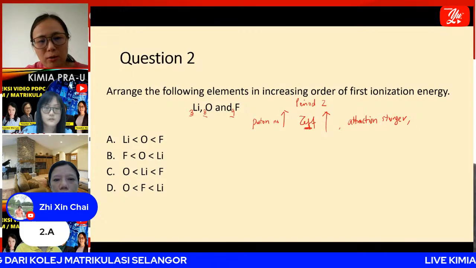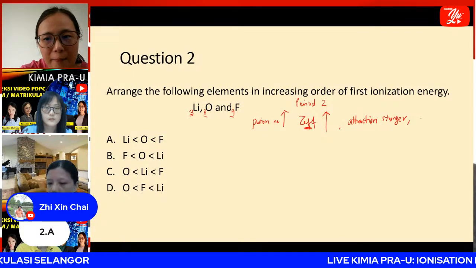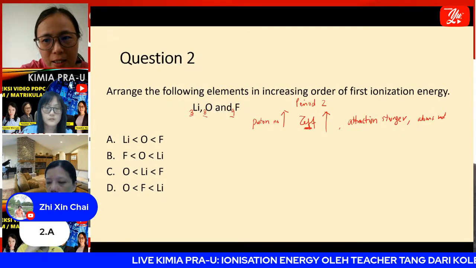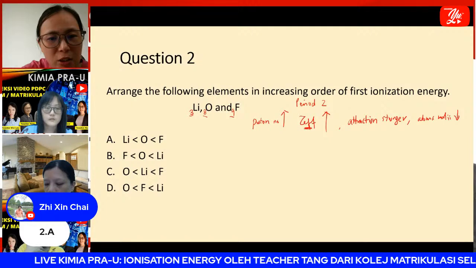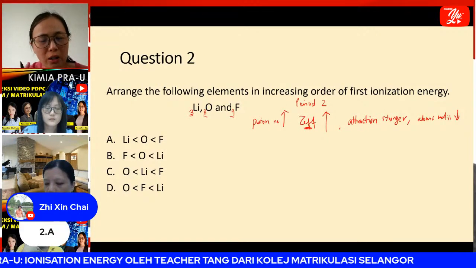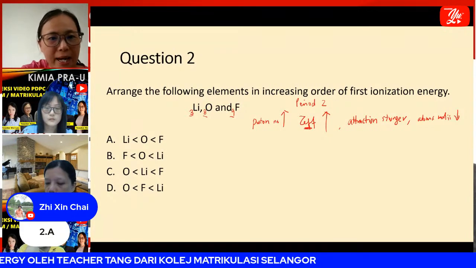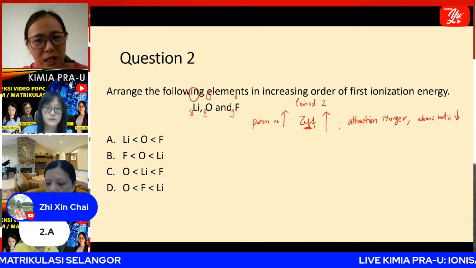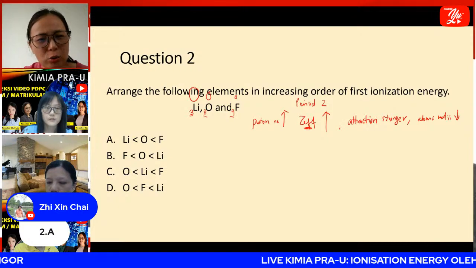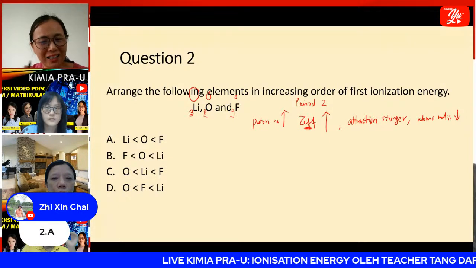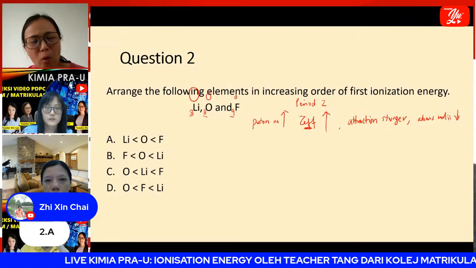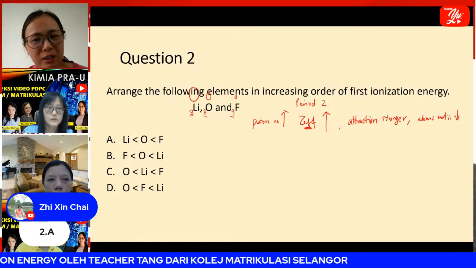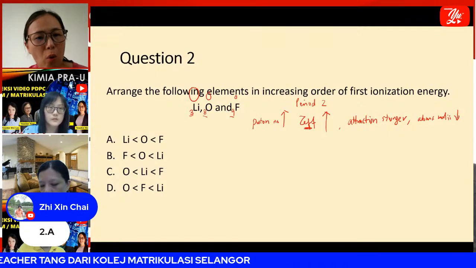Okay, so the distance will be shorter. So the atomic radii decreases. So atomic radii decreases from lithium, oxygen to fluorine. When atomic radii decreases, they become smaller. So when smaller, is it easier or harder to remove an electron? If harder, that means more energy is needed to remove an electron. So therefore, the first ionization energy will be higher.